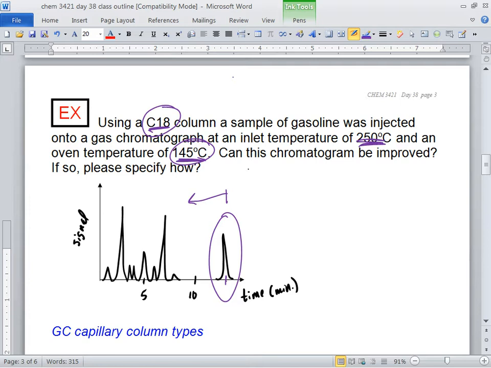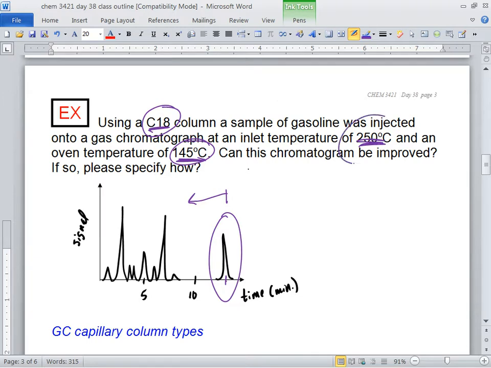And we're going to be talking about that coming up here, but maybe you can imagine it right now. Make it higher. If your sense is higher, you're on the right track. Crank up that temperature around 7 minutes or so. And that last peak is going to elute even faster. Okay? Would it matter if you changed the inlet?